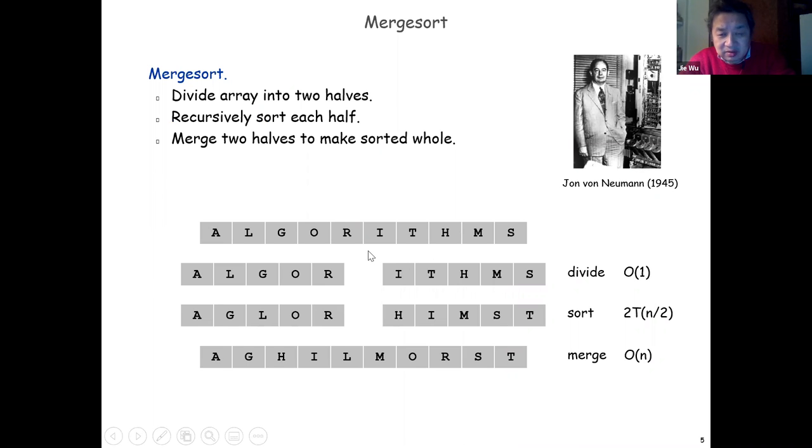You divide into two, which takes constant time. So that's why we have the notation O(1), right? One means constant. Then you sort. But this is exactly the same problem as the original problem, just half size. So that's why you have two copies, two times T(n/2). Then you have two sorted subsequences. Then how do you merge them into a sorted sequence?